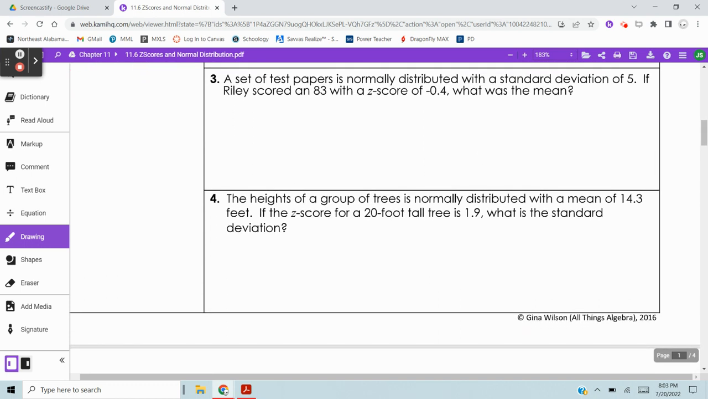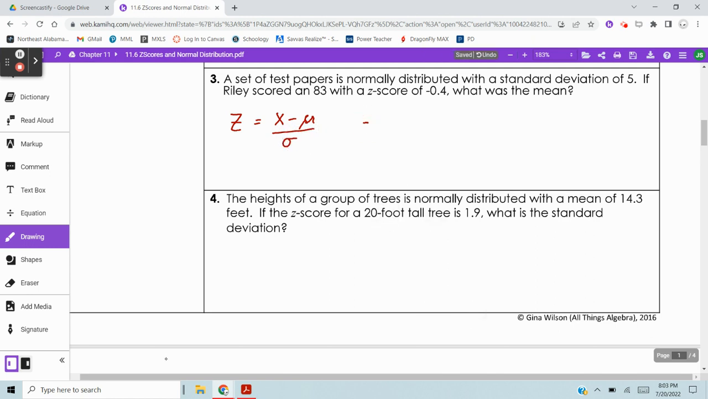Number 3, a set of test papers is normally distributed with a standard deviation of 5. Riley's score was an 83 and a z-score is negative 0.4. What is the mean? So again, all we do is start with our formula. Our z-score is equal to our value minus our mean divided by our standard deviation.